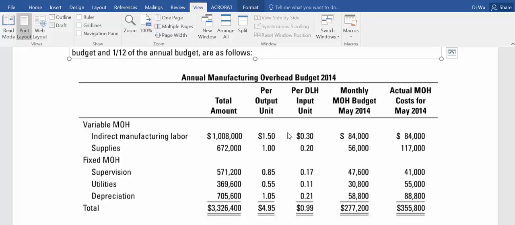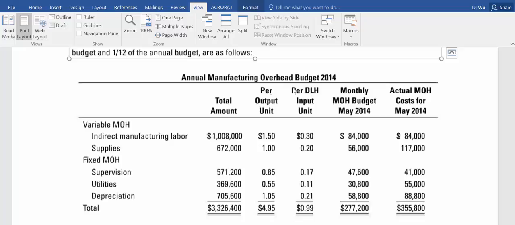Also I want you to spend 1 minute on this table. Be careful, this is annually budgeted. If you divide the total amount by 12, that's how you get the monthly MOH budget for May 2014. Keep that in mind. Divide this one by that, you get a monthly payment.